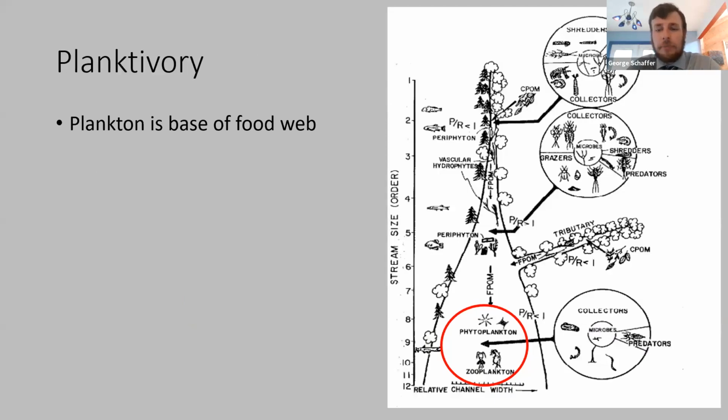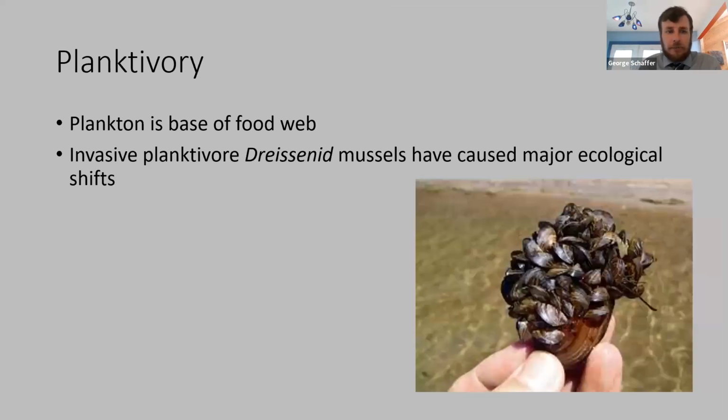But large rivers are also unique in that they allow for plankton to be the base of a food web for a certain niche. What we see here is a figure from Vannote 1980 with the river continuum concept. As the stream size or stream order gets larger, there's a presence of phytoplankton and zooplankton within these lotic systems, which makes it unique to allow this niche to occur within these systems. However, with this new niche forming in these larger streams, it allows an opportunity for invasive planktivores to take hold within this niche.